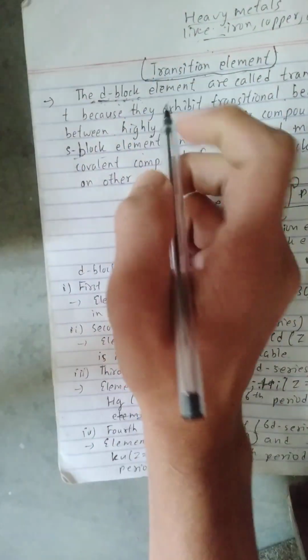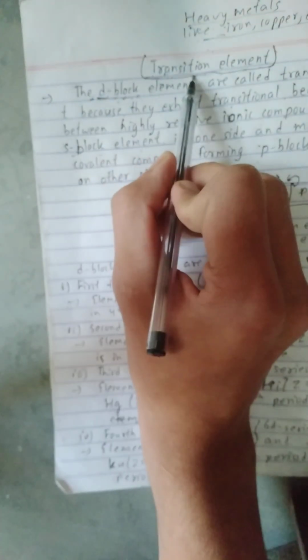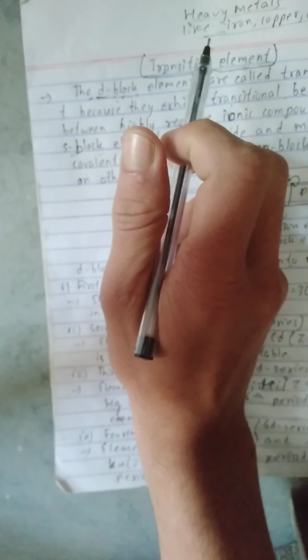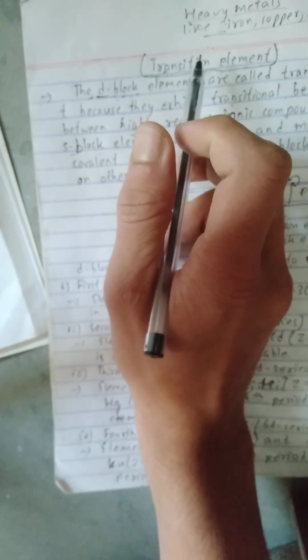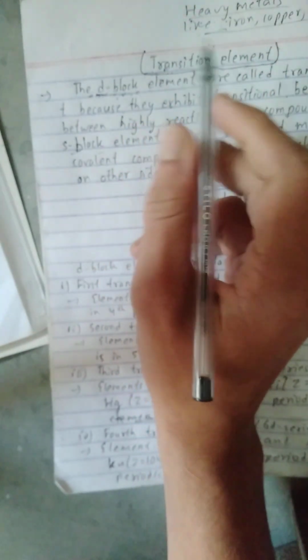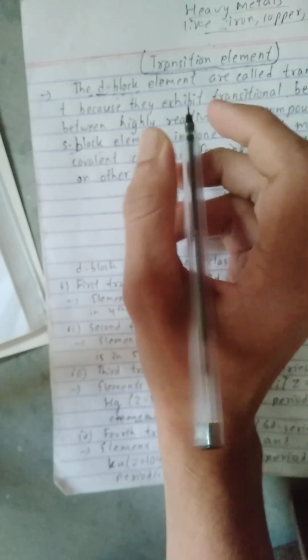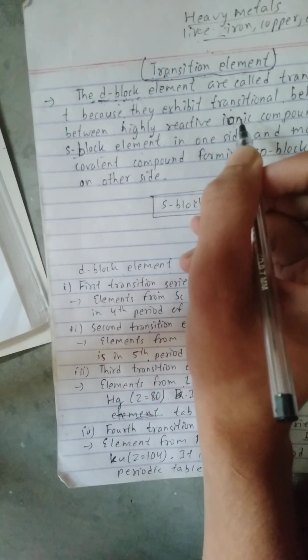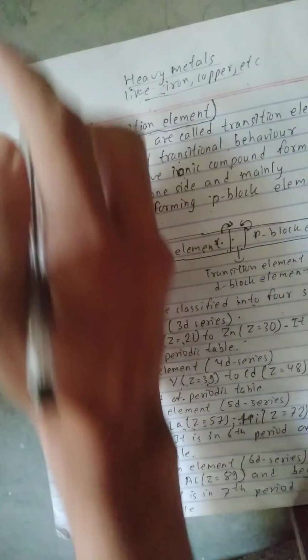Now we will talk a little more about it. First, about transition elements. What are transition elements? We need to know first about this. I think you have known about iron, Fe, copper, Cu, silver, Ag, gold. I will write about it here.